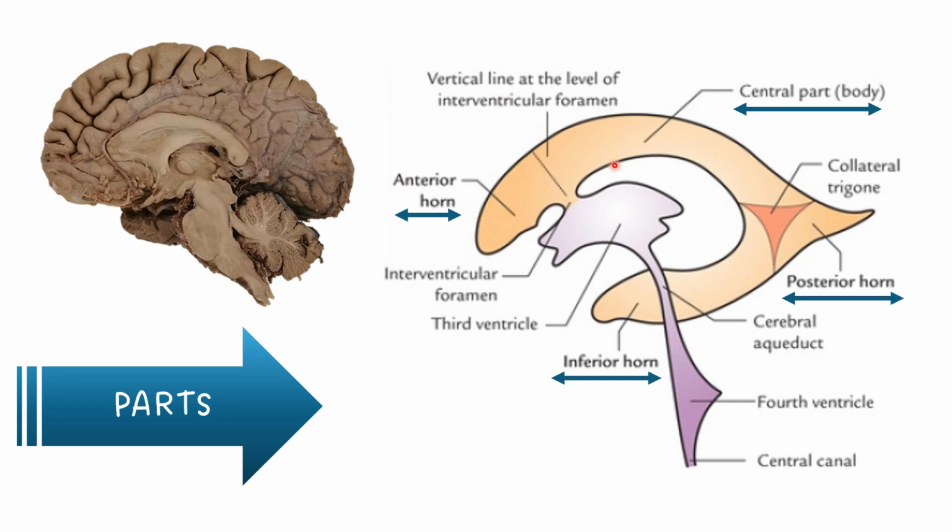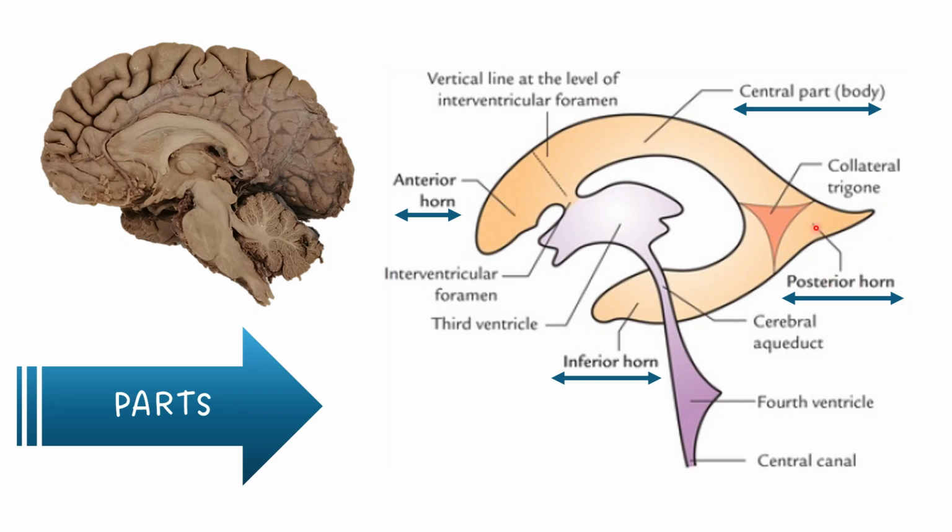Then the anterior horn. This is the anterior horn. It is the anterior extension from the central part into the frontal lobe. It lies in front of the interventricular foramen and behind the genu of the corpus callosum.